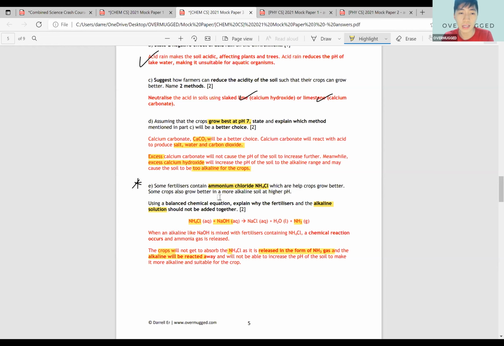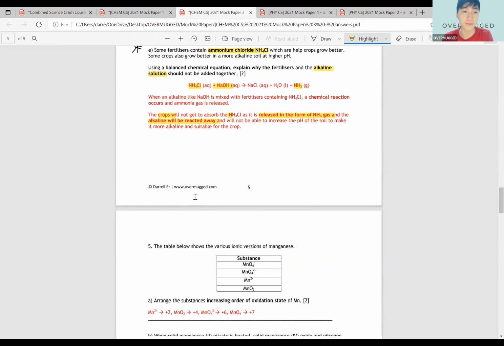Furthermore, your alkali is reacted away. So it's not really helping to neutralize the acid. Okay, so this is the worst case scenario. If I'm a farmer and I do this, you know what's happening? My whole farm will just be very smelly because it will smell like ammonia. Okay, so this is something to avoid. It's quite a commonly tested question. So you might want to pay special attention to it.